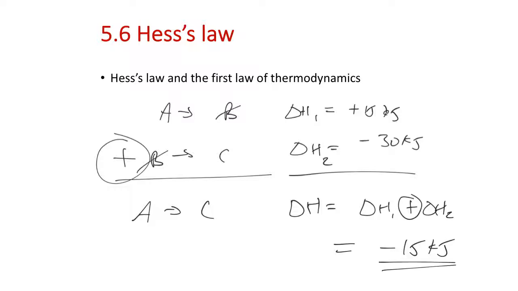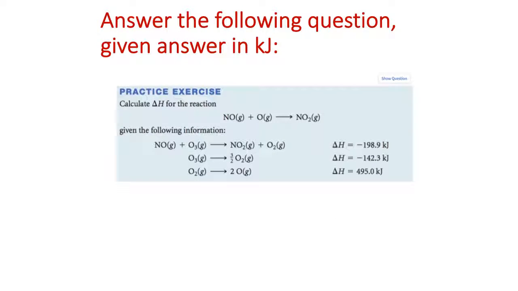Now, within the Hess's law section, there will be problems where instead of using A and B, we assign reactions and we have to do a bit of a puzzle solution. So let's take a look at a problem. The reason why B cancels out, imagine we know the enthalpy of B is whatever it is, and you have B on the other side. Those two enthalpies are canceling out. So whatever the enthalpy of B is in the reaction of A to C is canceling out. So that's why we can simply add the two reactions up.